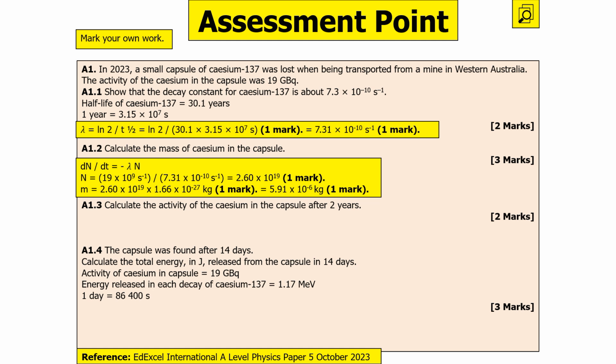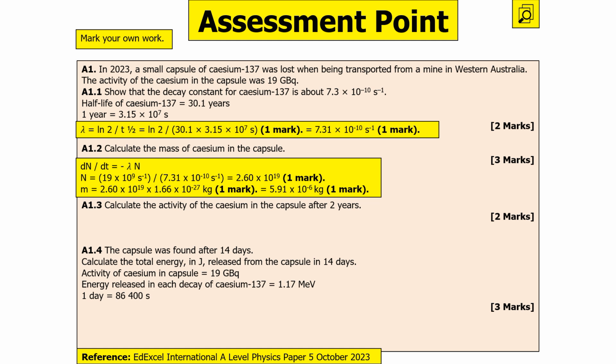We know that n is therefore going to be the activity, which is 19 gigabecquerels, 19 times 10 to the 9, over the decay constant, which is 7.31 times 10 to the minus 10, which gives 2.60 times 10 to the 19. So the mass is the number of molecules you have times 1.661 times 10 to the minus 27, because that turns into kilograms, so it's 5.91 times 10 to the minus 6 kilograms.